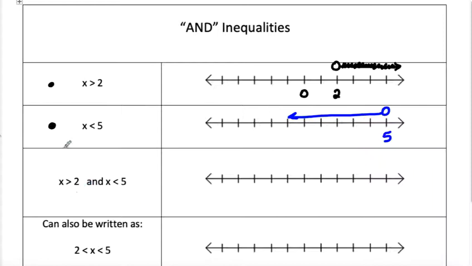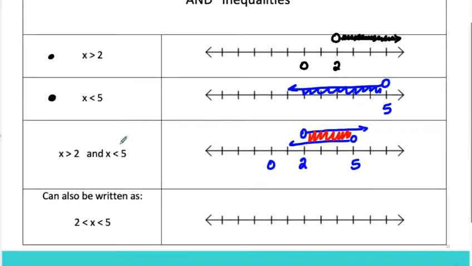Well, if I want both x to be greater than 2 and x to be less than 5, here I'm going to actually put 0 here so it's a little clearer. There's 2, 3, 4, 5. Then the solution set is both of them. So it's the overlapping areas. So x is greater than 2 goes this way. x is less than 5 goes this way. So the answer to this inequality is everything in between them. So it's overlap. Now, I can tell it's an and inequality. Why? Because the word and is there for me.